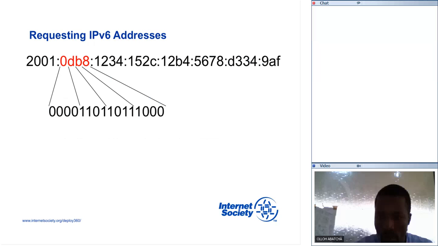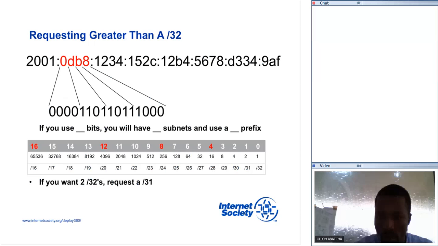So if we look at this, again, if you want to request more than a single /32, if you look at this chart, now you're looking at the number of bits in the second block of hex digits. And so you have those sections there, and you need to think about, if you use X number of bits, how many subnets will you have, and what will you do?